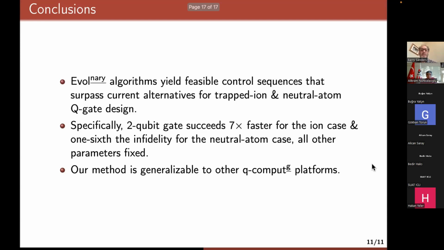And for the neutral atom case, we can cut the time by a factor of 2, but what we're very proud of is that we've cut the infidelity by a factor of 6, all other parameters fixed. So this is what I mean by better. 7 times faster gate for the ion case, fixing the infidelity, and for the neutral atom case, cutting the infidelity by a factor of 6 while keeping the time the same. And our optimization techniques are useful for other quantum computing platforms. So that's what we believe.